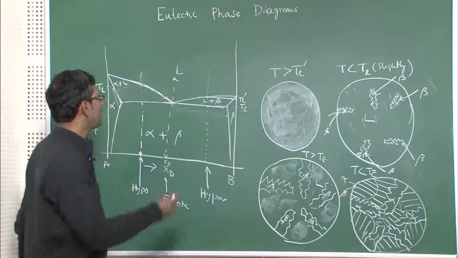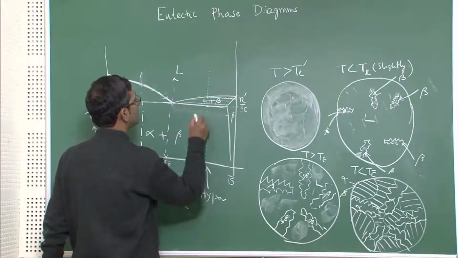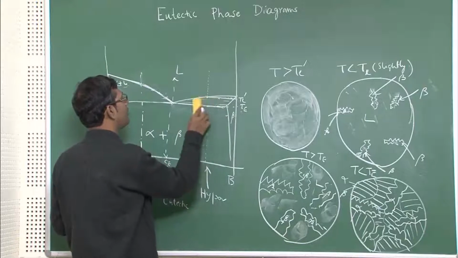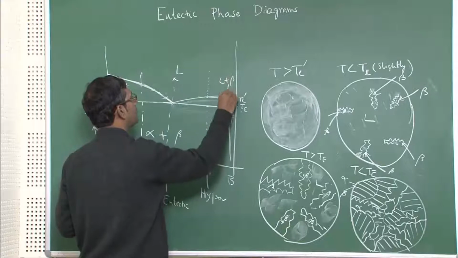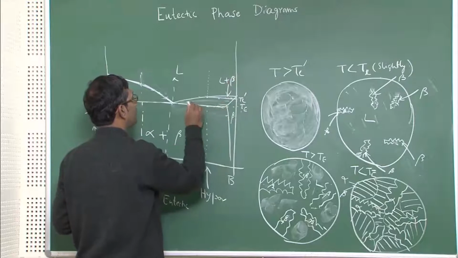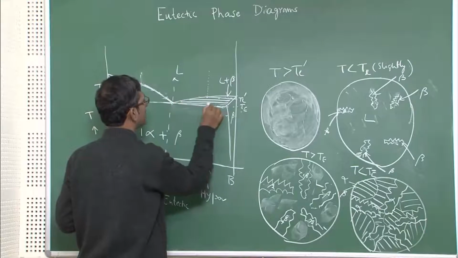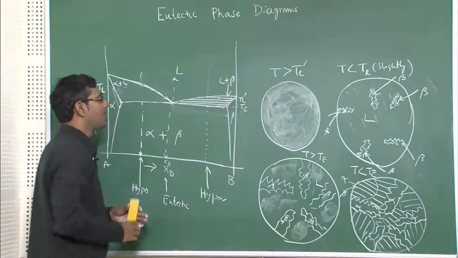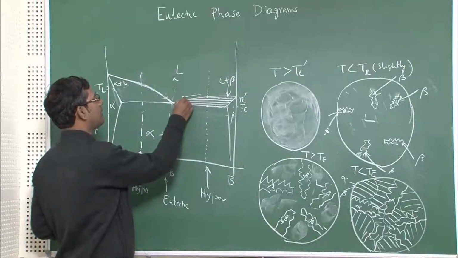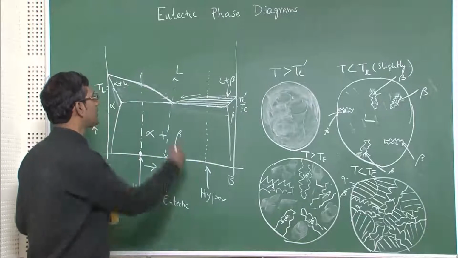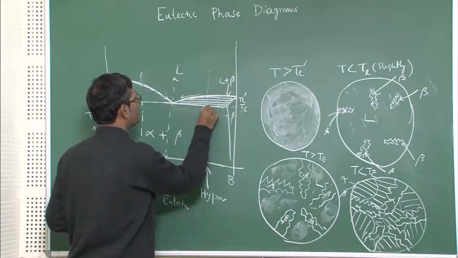Now as you see here, I can draw the tie lines again like this. Let me just remove this liquid plus beta phase field. So this is liquid plus beta. So I can draw these tie lines like this, and as you see here, as the beta grows, the liquid concentration will change along this line, along this curve, because this is the liquidus of beta. And this is the solidus of beta.